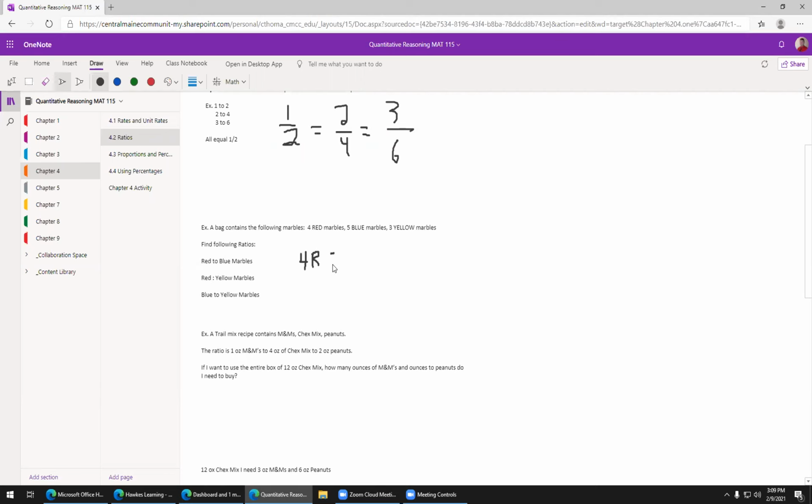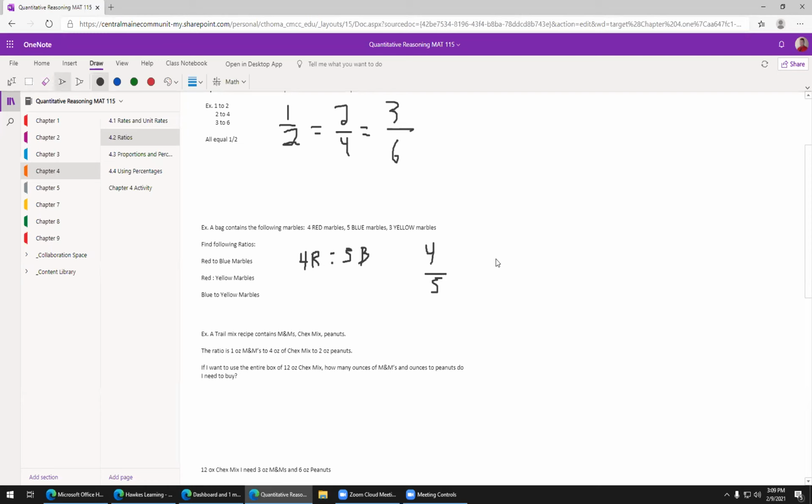And I'm going to use the colon on this one just because I can. To 5 blue. That's it. It doesn't simplify down. You could put it over 4/5 if you want, red to blue. But whatever comes first is what goes on top.